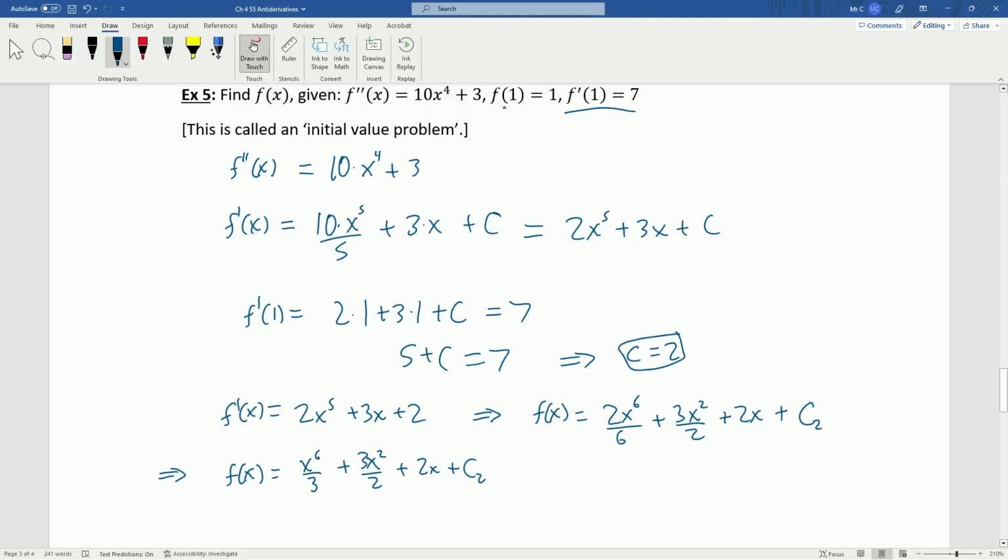And then we're going to just do the same process as before. We're going to take this information, f of 1 equals 1, and apply it to the function we have here. So f of 1 is 1/3 plus 3/2 plus 2 plus c2, and we're going to set that equal to 1.